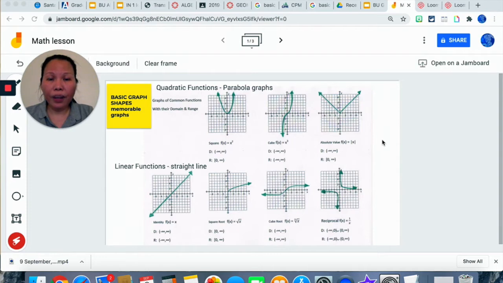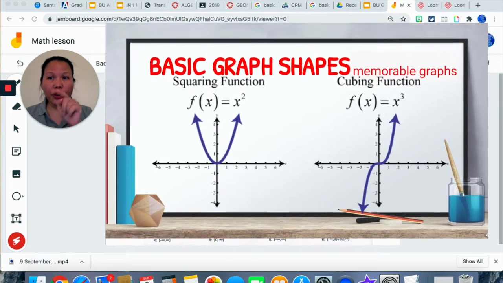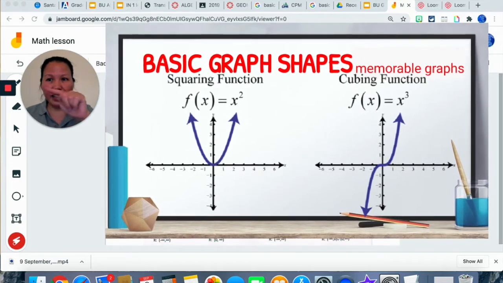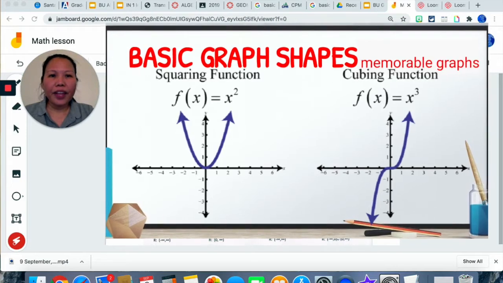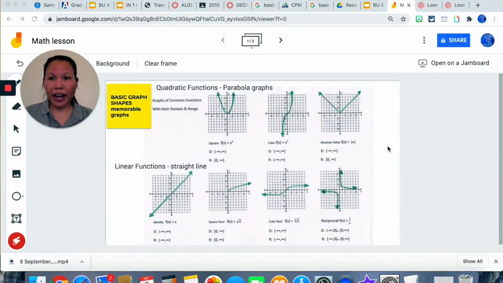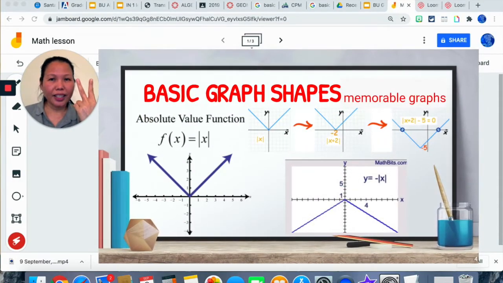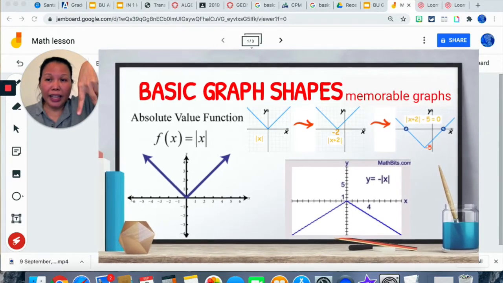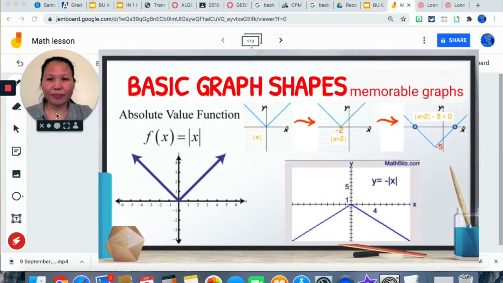The next graph that we want you guys to memorize with the shape is the cube. Okay, anytime you have a cube on the x, you're going to get that shape. If it's a negative cube, it's going this way. Positive cube, go this way. And then when you have an absolute value of x, absolute value of x will give you a V graph. Positive absolute value, and a negative outside of the absolute value will give you a V going down like this.